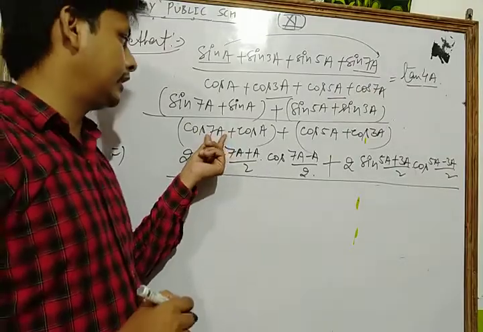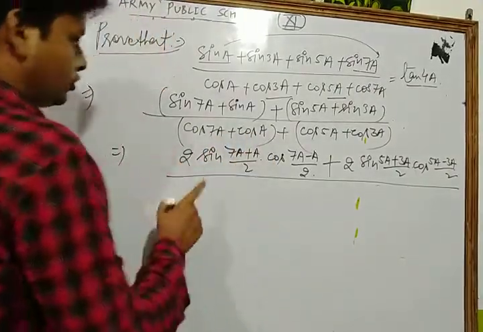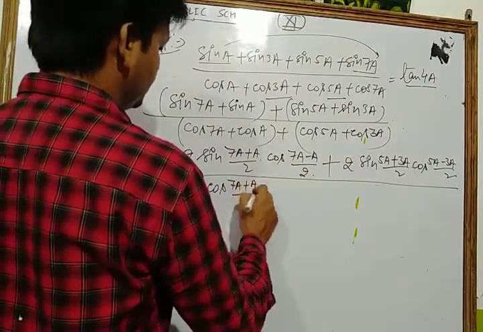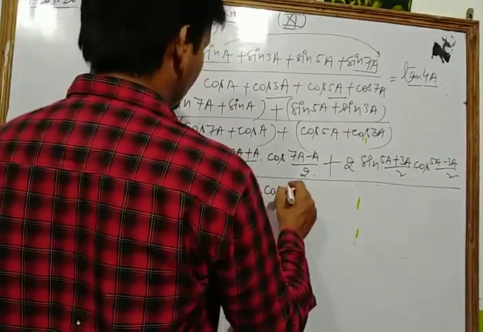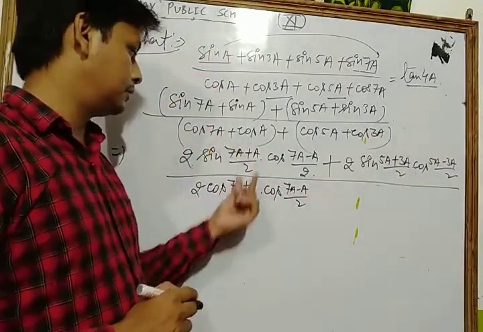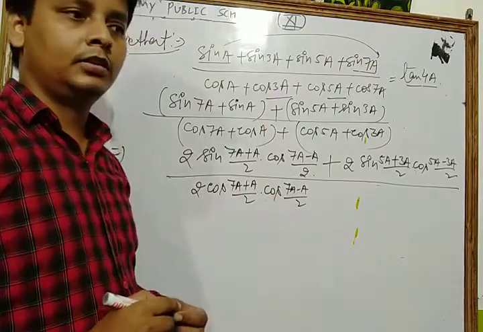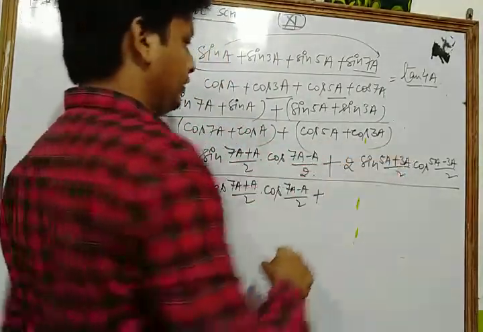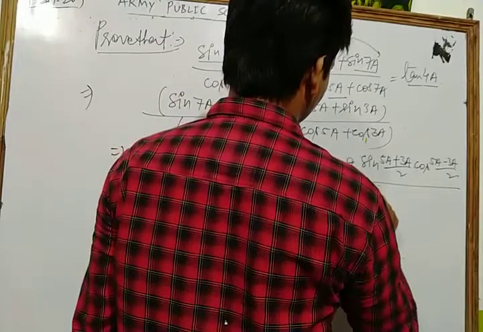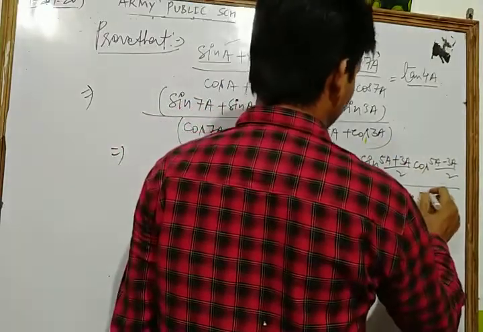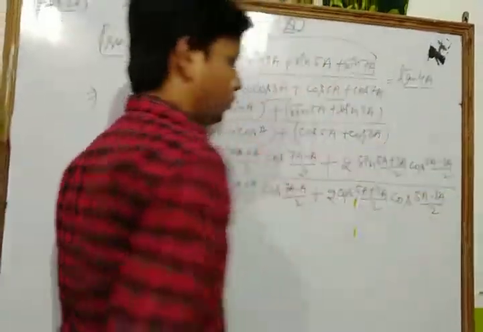The same work is done in the denominator, here cos 7A plus cos A. We apply the formula cos C plus cos D, that is 2 cos((C plus D)/2) into cos((C minus D)/2), plus cos C plus cos D, again we apply the formula 2 cos((C plus D)/2) into cos((C minus D)/2), that is 5A minus 3A upon 2.